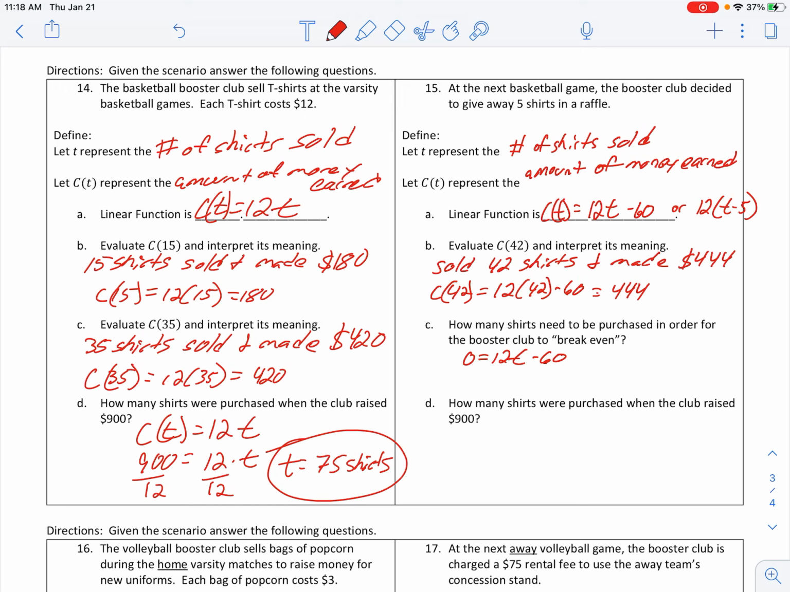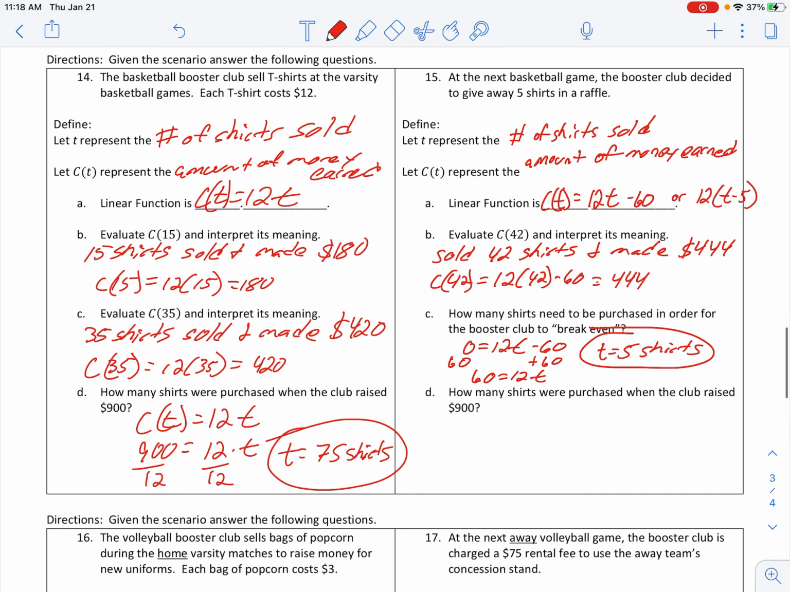Now, you can figure that in your head. If you're giving away 5 free shirts, yeah, well, you need to sell 5 shirts to make that back. And the way that's working here is I'm solving out this equation for that $0 to break even and dividing by 12. And 60 divided by 12, 5 shirts are needed to get me back to $0 to break even.